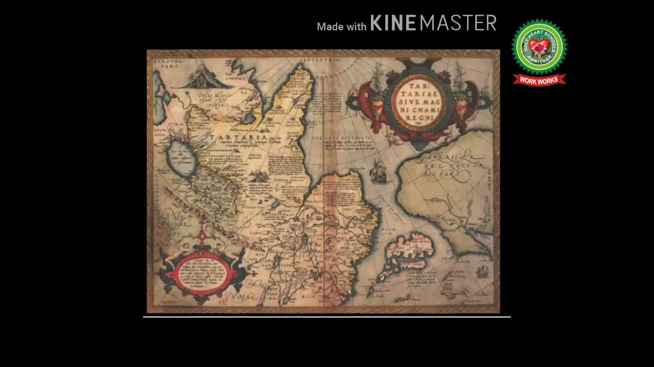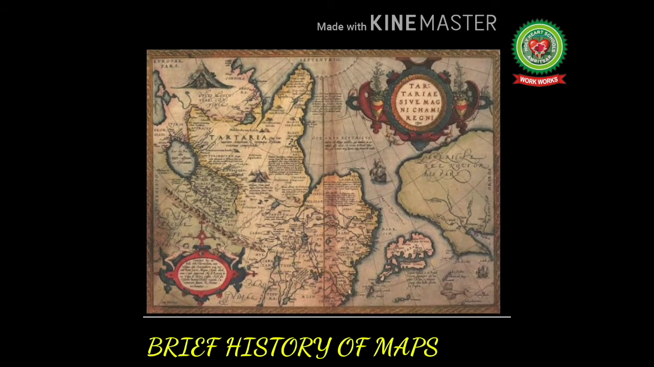Students, here I am going to discuss a brief history of maps. Maps are not an invention of the modern age. They were in existence even in the ancient times. The earliest maps were highly pictorial, representing the ideas by rough sketch or picture without any scale or accuracy regarding the relative size or position.